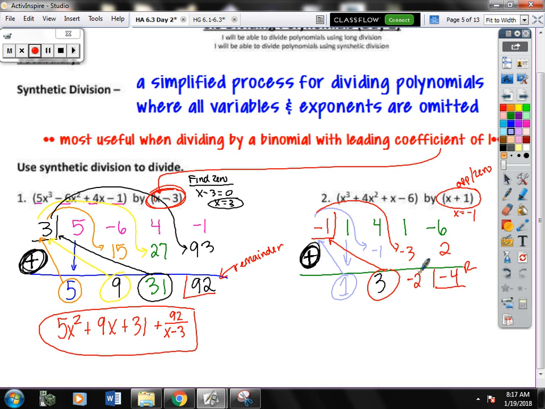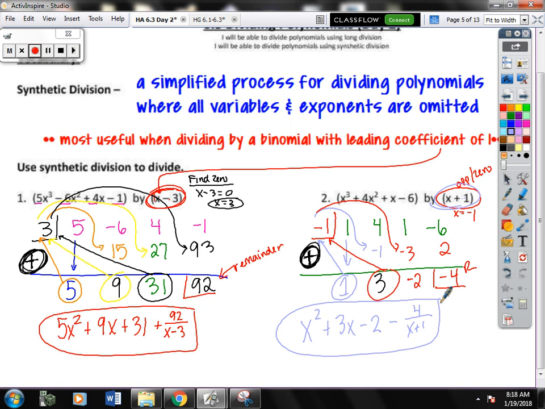Okay, so this would be our constant, our linear, our quadratic, so this must be 1x squared, or x squared, plus 3x, minus 2, minus 4 over, go back up to your linear term, all over x plus 1.